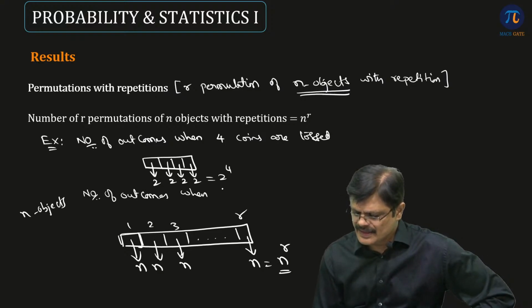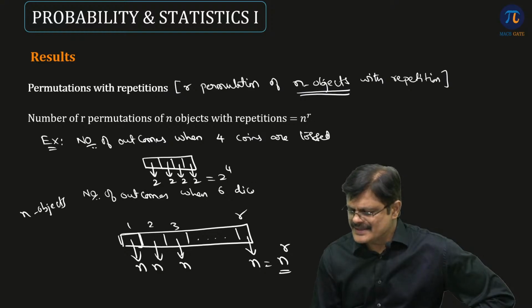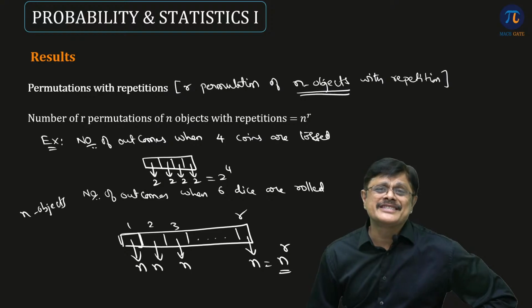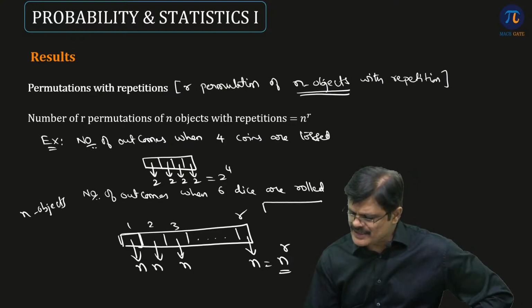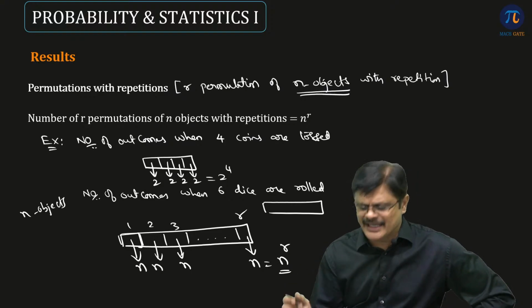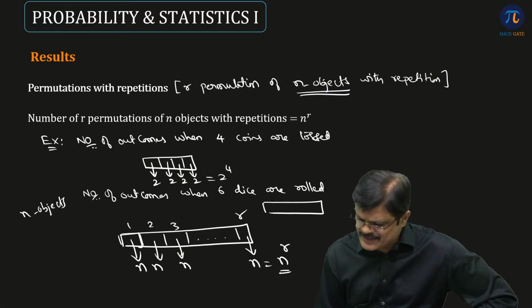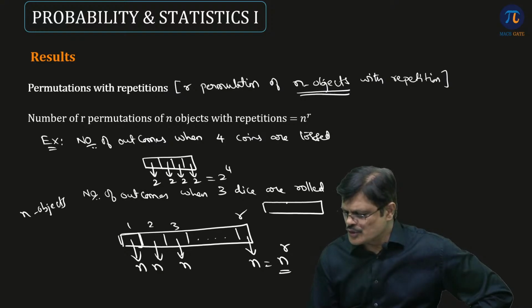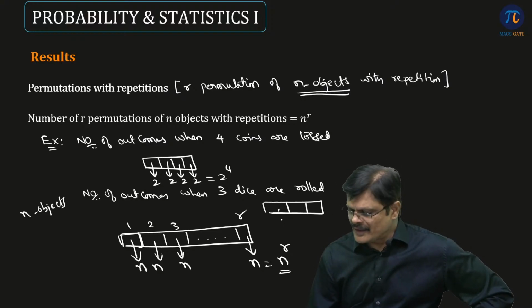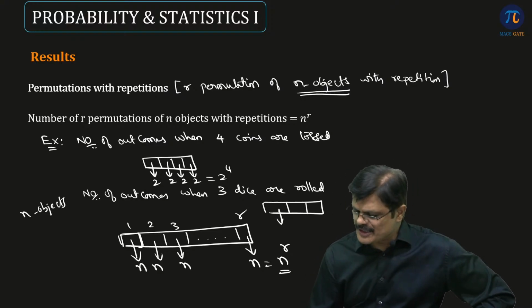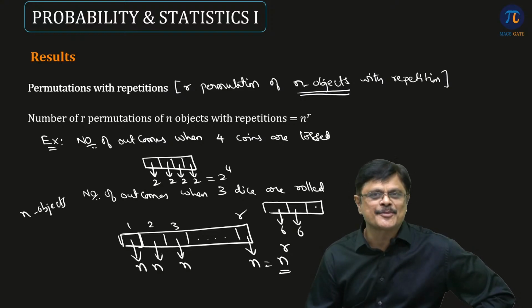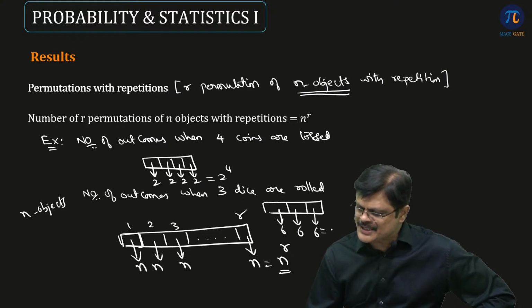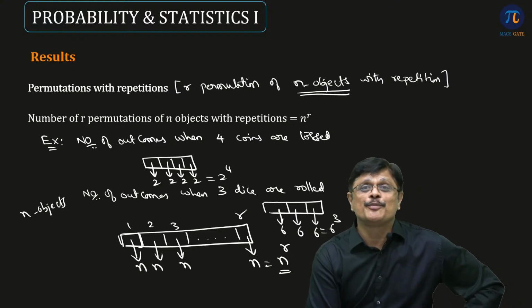Similarly, number of outcomes when 6 dice are rolled. So when 6 dice are rolled, you can say 6 dice or 3 dice, any number. Let us take 6, there may be some confusion. So let me take 3 dice are rolled. So there are 3 places to be filled. On the first die, you may get any of the 6 possibilities. On the second die, any of the 6 possibilities. On the third die, any of the 6 possibilities. There are 6 cube possibilities.